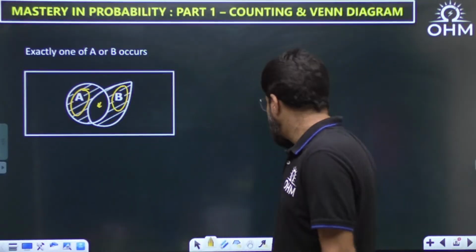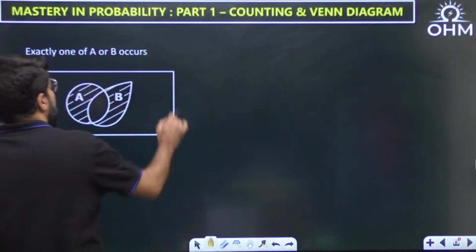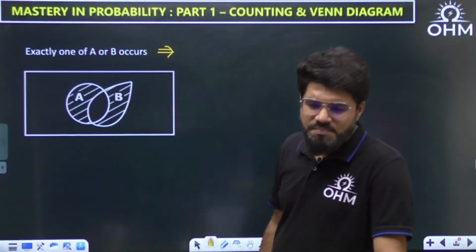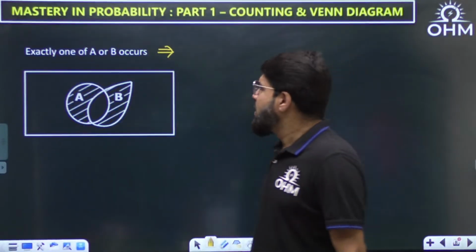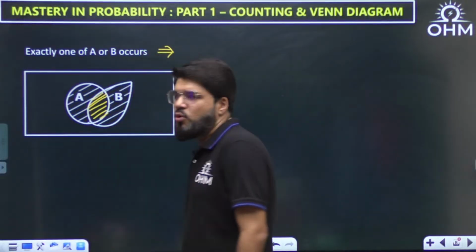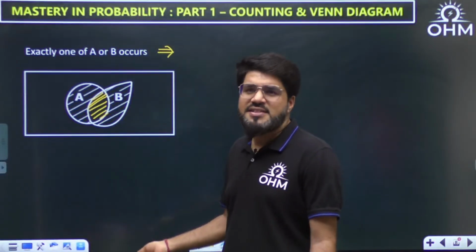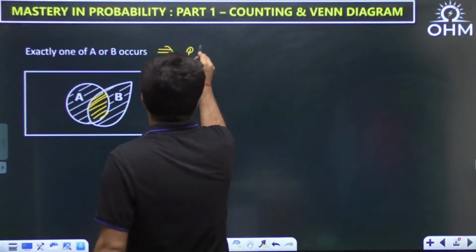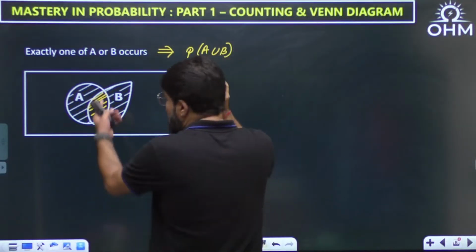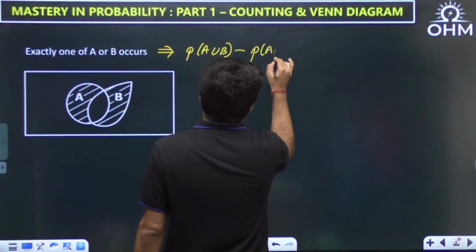So what should be the formula? The formula is simple. Let us write it down. Even if I shade this portion, if I take both, it becomes A or B or both, that is A union B. So I can take the probability of A union B, but out of that I don't want this common portion, so I subtract the probability of A intersection B.